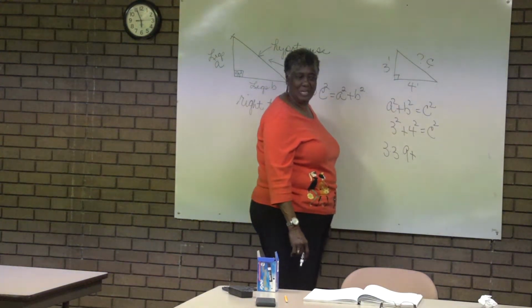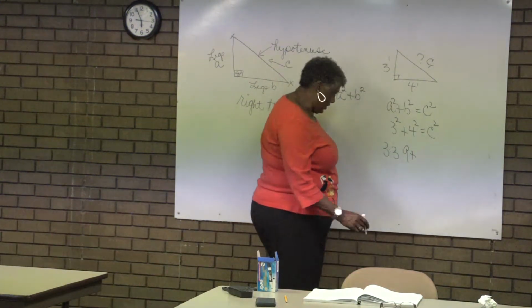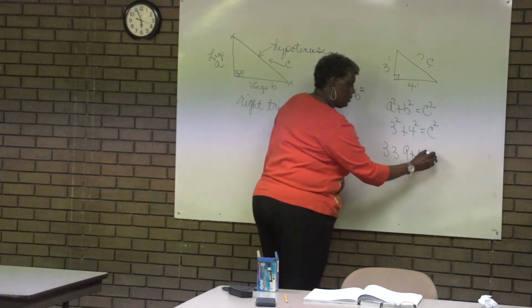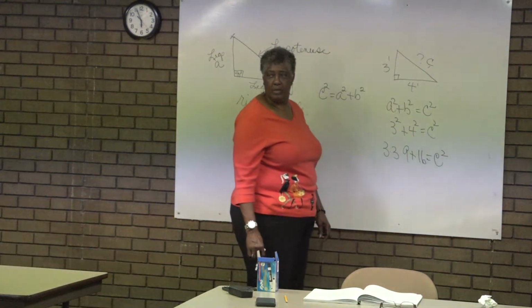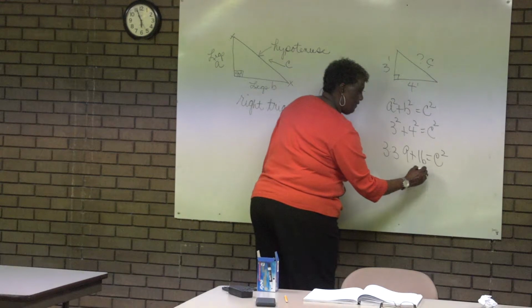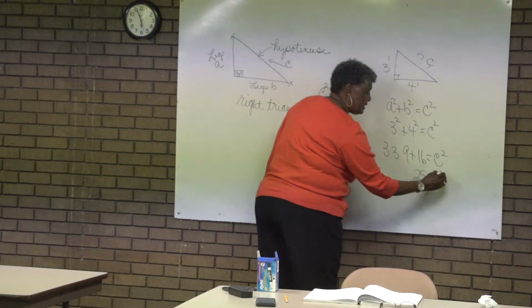8. So what is it? 16. Equals some number times itself. What's 9 plus 16? 25. 25 is equal to some number times itself.